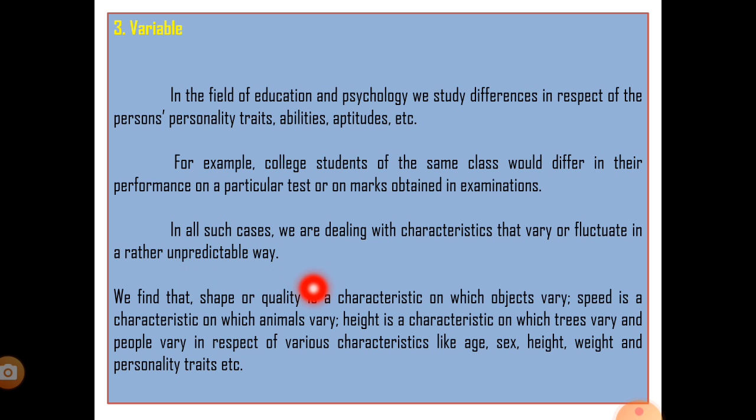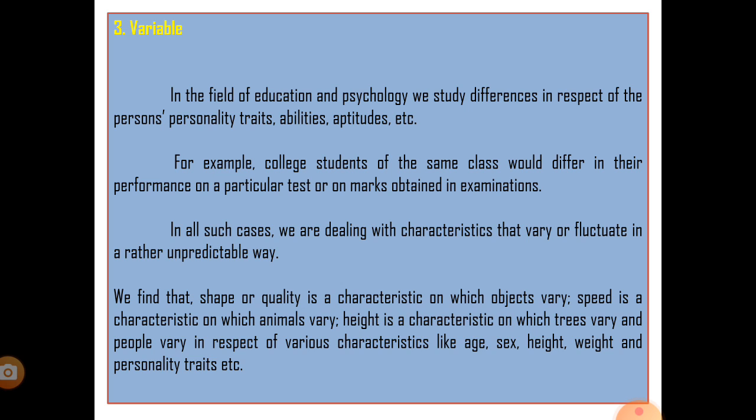For example, college students of the same class would differ in their performance on a particular test. Differences are also there based on the performance, the score they are getting. We find that shape or quality is a characteristic on which objects vary. Speed is a characteristic on which animals vary.